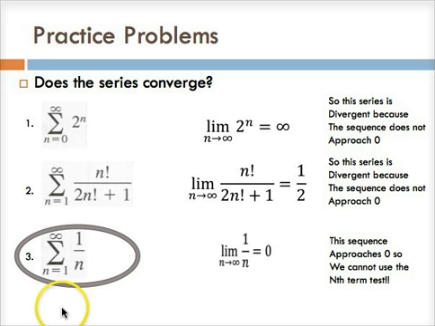We already know, however, that this series is divergent because of the p-series test, but we cannot say that this series is divergent because of the nth term test. So once again, the nth term test proves divergence, and it proves divergence if the limit does not approach 0. If the limit approaches 0, we need to use another test.